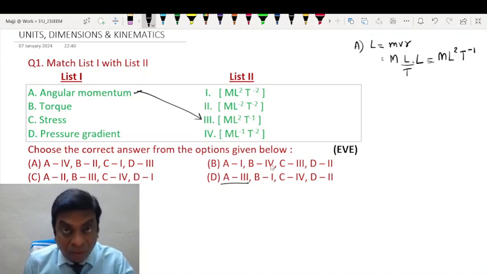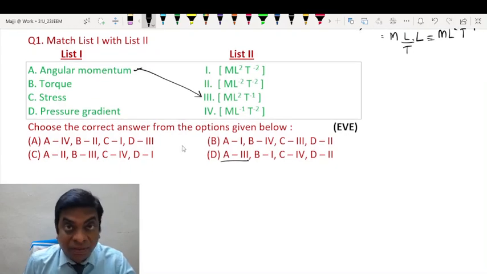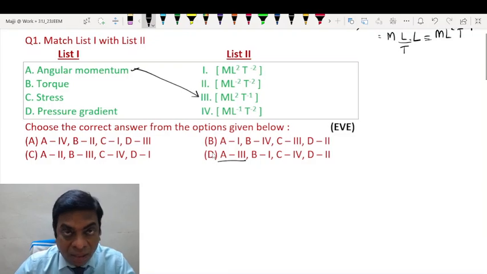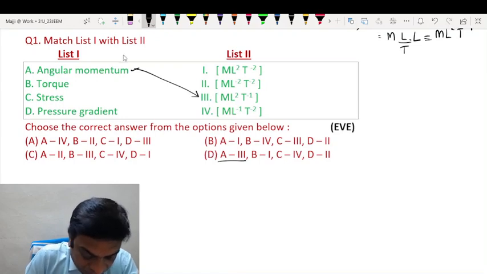So hopefully we got the answer, because you can see for the rest of the options, A is matched with different things. So we got the answer, but just for your convenience, I am continuing with the rest of the physical quantities. Coming to the second one, that is B, torque.